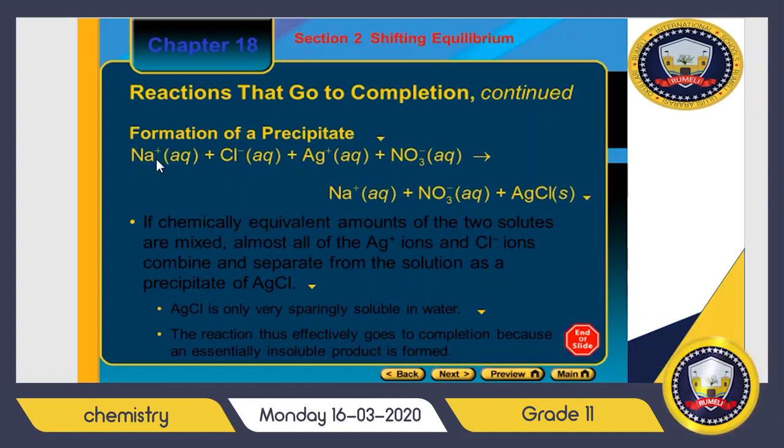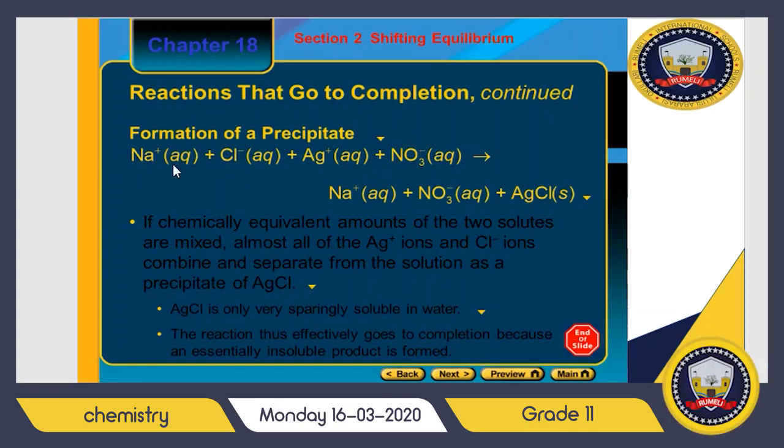So now, this solution is completely ionized. You have sodium ion in aqueous solution, chloride ion in aqueous solution, silver ion in aqueous solution, and nitrate ions in aqueous solution. Now, this type of reaction is a double displacement reaction.